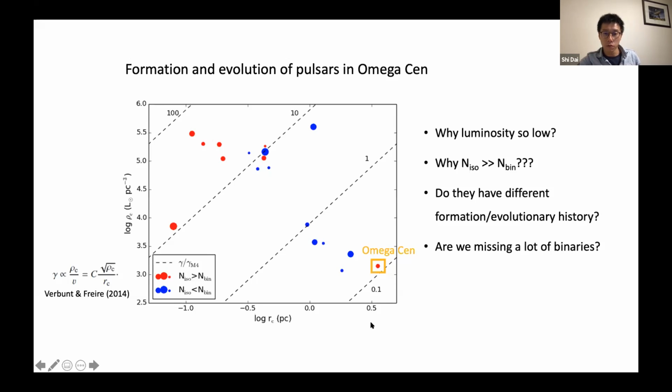But you also notice that Omega Cen, which has very low gamma, is actually sitting in the bottom right corner, miles away from all the other clusters with large gamma factor. So what's going on here? Do they have different formation and evolution histories, or are we missing a lot of binaries in Omega Cen? I think that's something we need to understand.